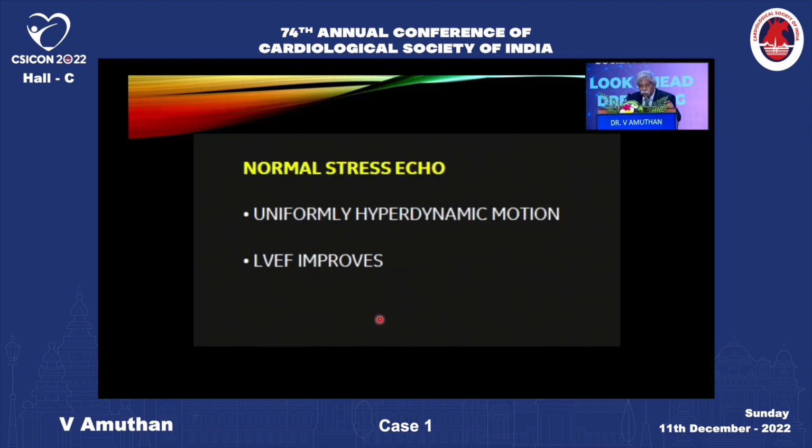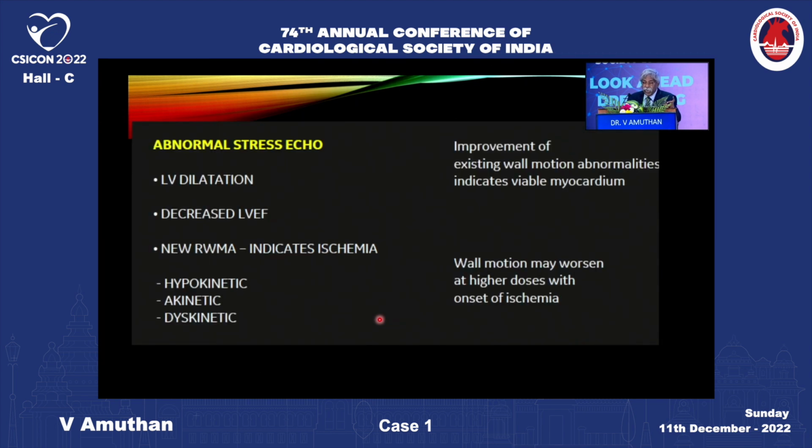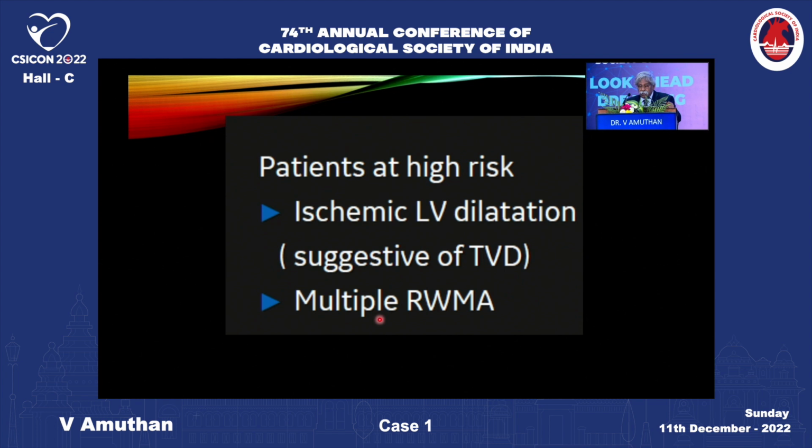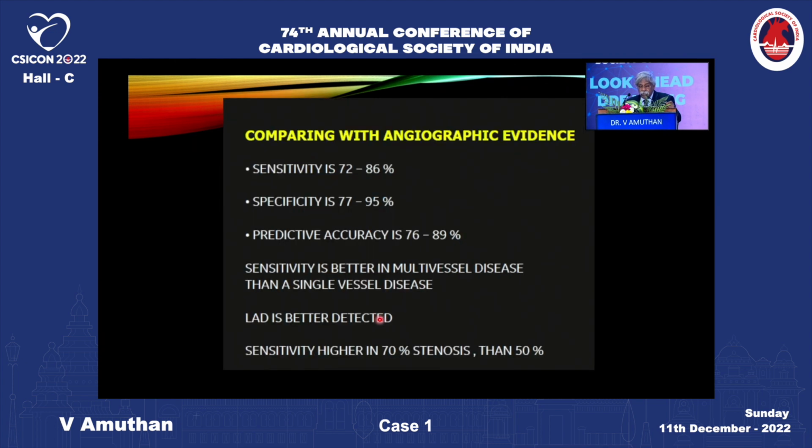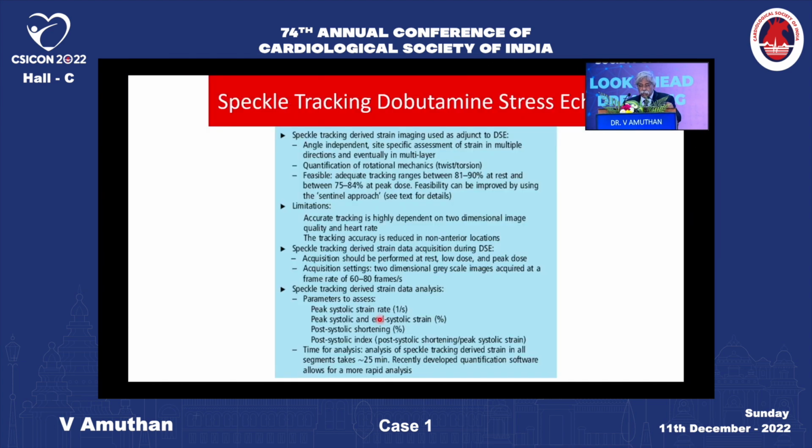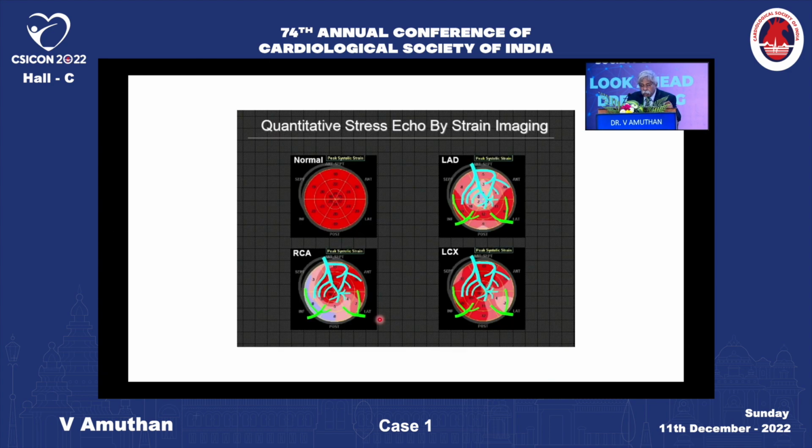Normal stress echo patterns are uniformly hyperdynamic motion, and LV ejection fraction improves. So you have the added advantage of having the ejection fraction in a single shot. In abnormal stress echo, the LV dilates, ejection fraction decreases, and a new regional wall motion abnormality appears: hypokinetic, akinetic, or dyskinetic. Patients at high risk show LV dilatation, which suggests triple vessel disease and multiple regional wall motion abnormalities. It has a sensitivity of 70 to 86% and specificity of 77 to 95%. So this is the quantitative stress.